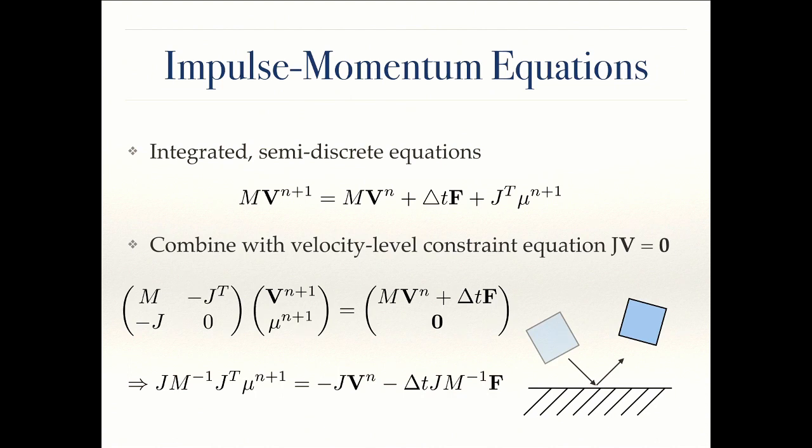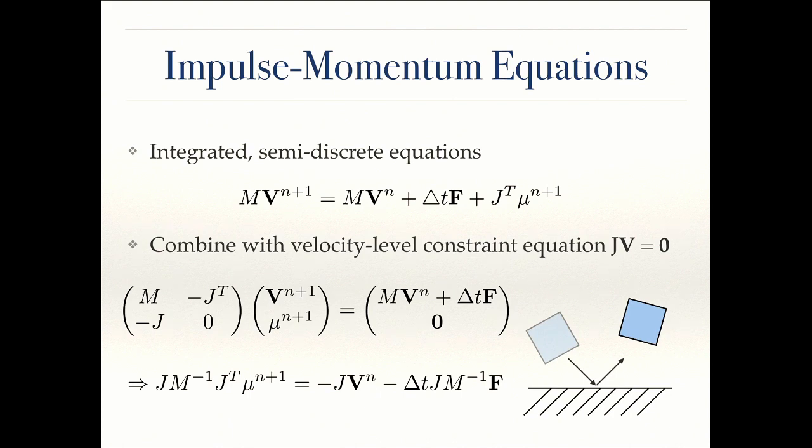So here is my integrated semi-discrete F equals ma, my dynamics equation. It relates the velocity at time n plus 1 to the velocity at the previous time step, the forces in the system, and my constraint forces. And since these are now integrated, I replaced lambda with mu. So mu is lambda times dt, some small time increment.